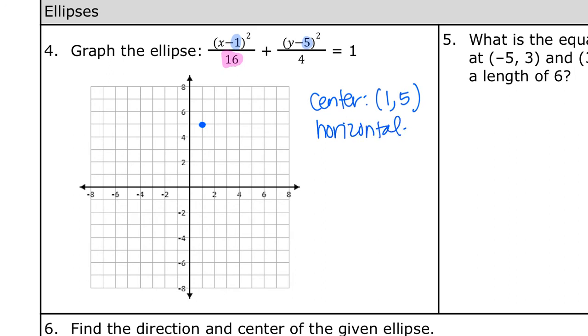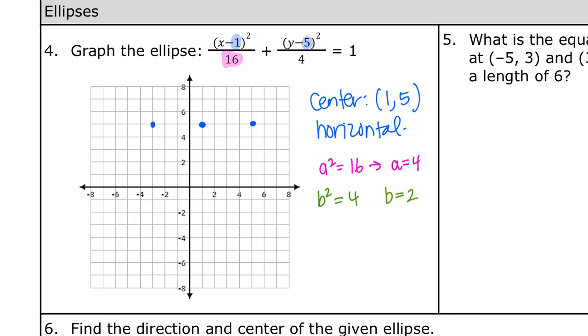So to find our vertices, that 16 actually represents a squared. So if I square root that, a is 4. So from our center, we need to go 4 units away in either direction. And because it's horizontal, that means left and right. So 4 to the left and 4 to the right. The other denominator is b squared. So b squared is 4, which means that regular b is 2.